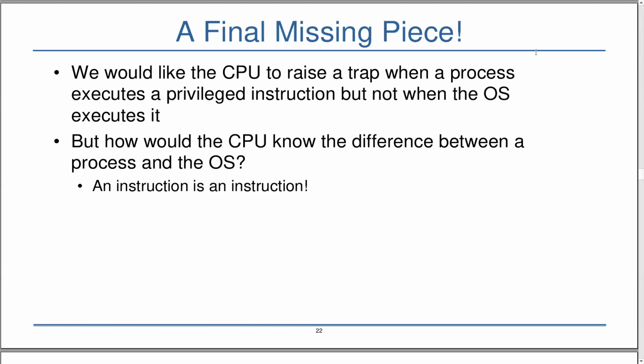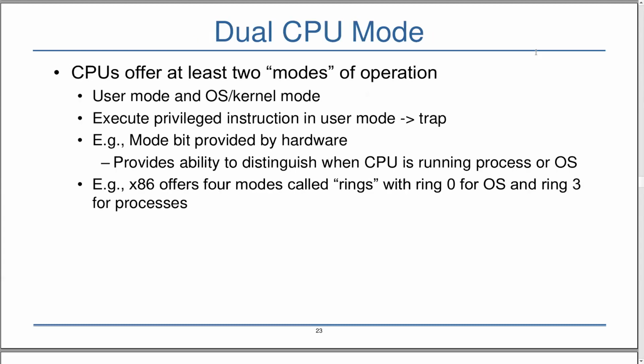Right. So we have dual CPU mode. Modern CPUs support at least two modes. One is user mode, and the other is kernel mode. Sometimes they are also called unprivileged mode and privileged mode, as you mentioned. The idea is that if we execute a privileged instruction in user mode, that will cause a trap. If we execute a privileged instruction in kernel mode, that will not cause a trap. That will be fine.